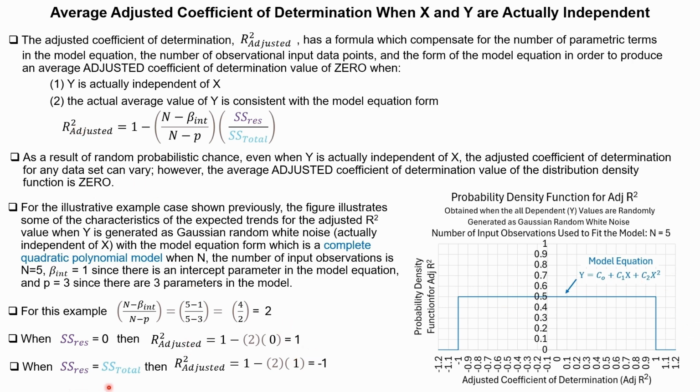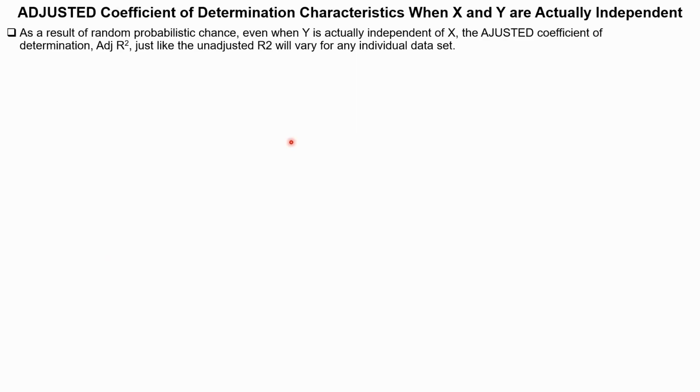For this example, in the other extreme, if the residual sum of squares equals the total sum of squares, this ratio is 1, which would result in an r squared value of 0, but results in an adjusted r squared value of -1. And for this case, just like all others, it's easy to see that the average adjusted r squared value would be 0. As a result of random probabilistic chance, even when y is actually independent of x, for any individual input data set, the adjusted r squared can vary just like the unadjusted r squared value.